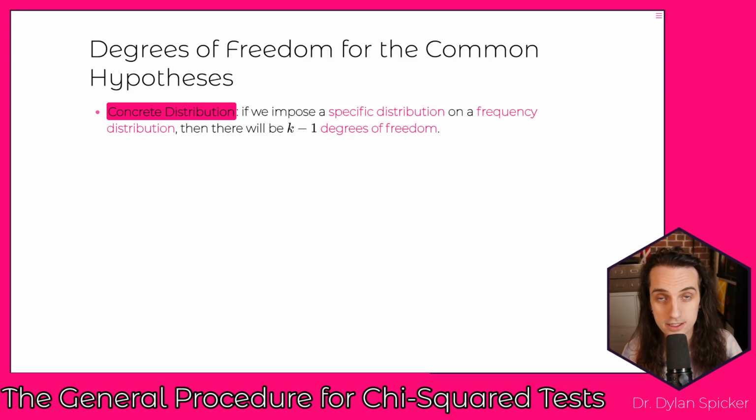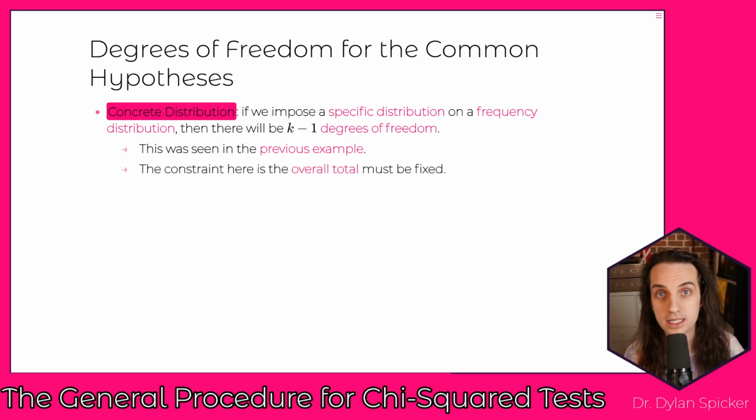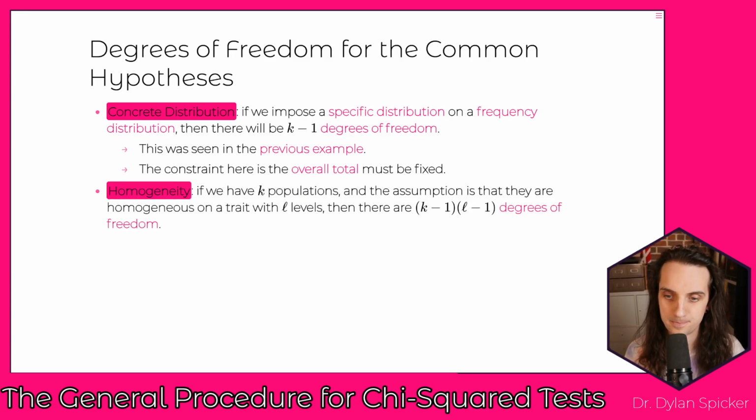As soon as you've calculated those k minus 1, that last category is going to be constrained by the overall total, right? So that's what we saw previously. Because we need the overall total to be the same, that means you can only actually calculate k minus 1 values. The last value has to be whatever it's left over with.